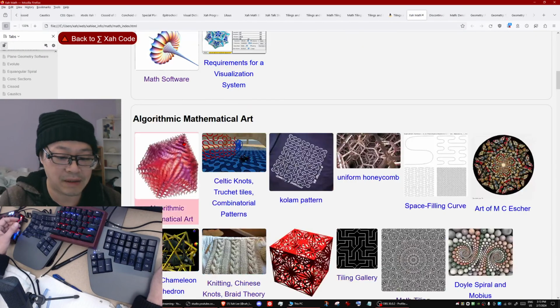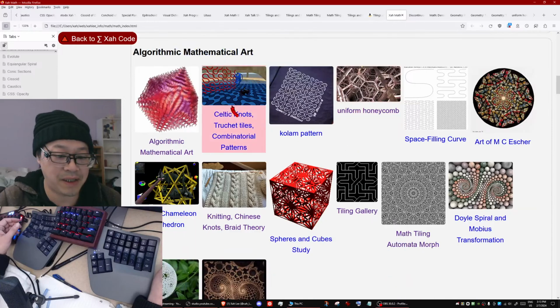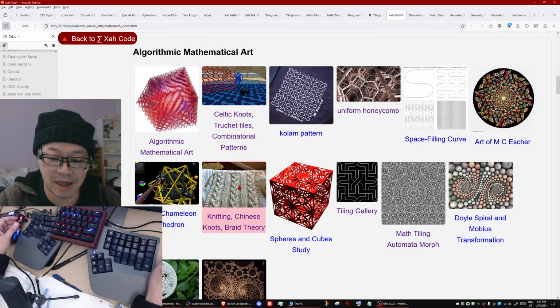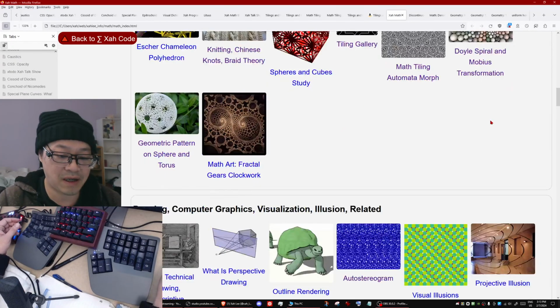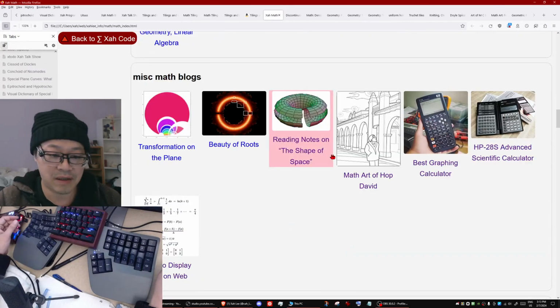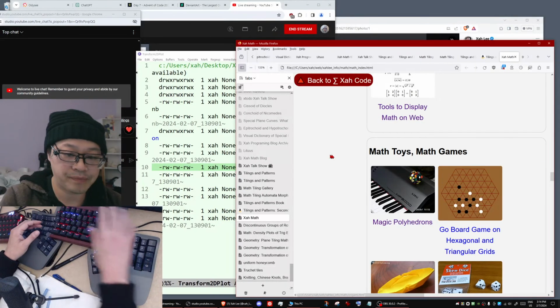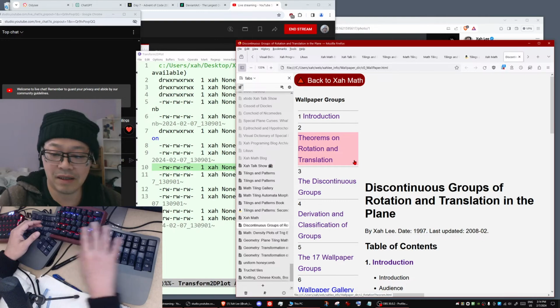So it's been 30 years, and I've been now working a lot on Mathematica, on Wolfram Language. Some of these are extremely beautiful. Okay, so let me just go over and introduce you to some of these tilings and patterns, the mathematical aspect of it.